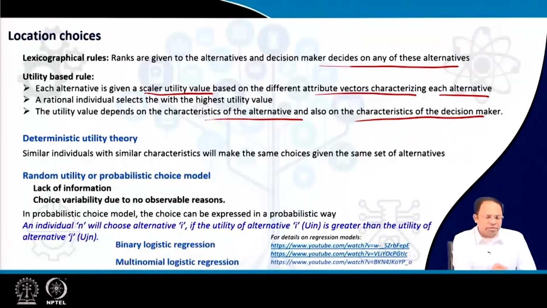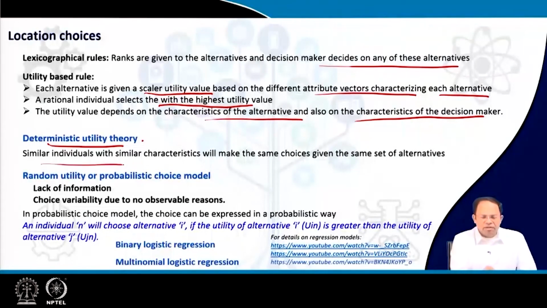Then the next thing is we consider a rational individual selects the alternative with the highest utility value. So of course I can generate these utility values for different alternatives, and the rational individual will consider the one with the highest utility value. So that's how this utility rule plays out. Now within utility based decision making, there are again 2 ways we can do that. One is based on the deterministic utility theory, and the other is based on the probabilistic utility theory, which we call random utility or probabilistic choice model. Now what does deterministic utility theory talk about?